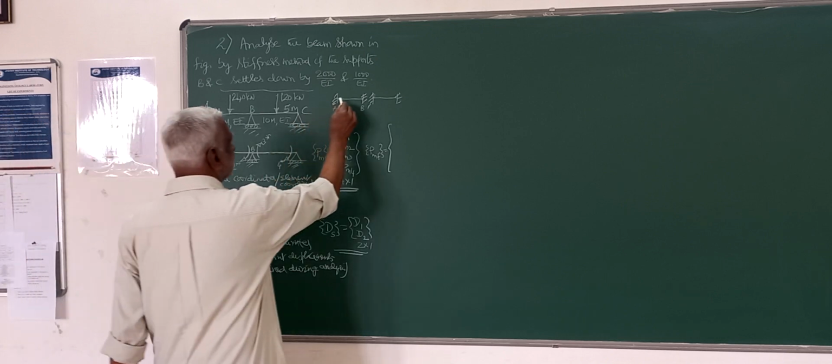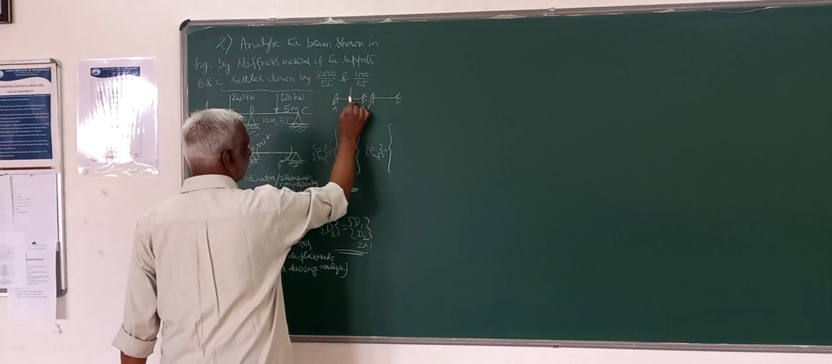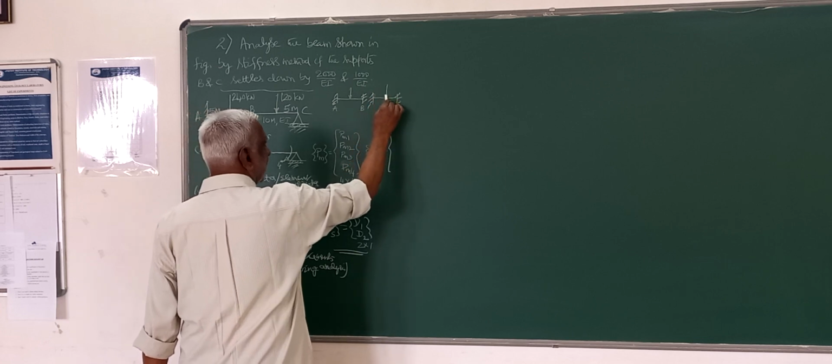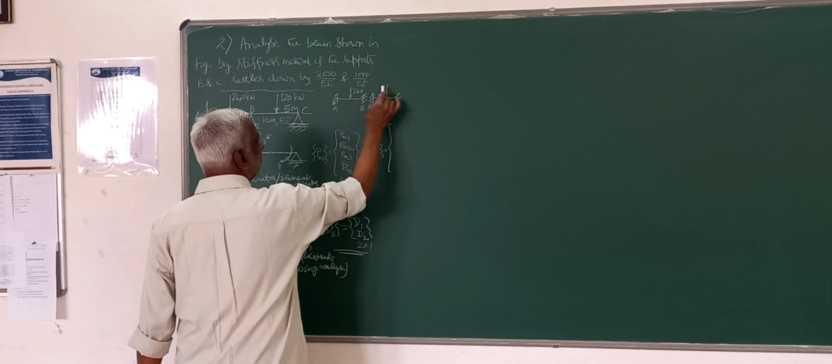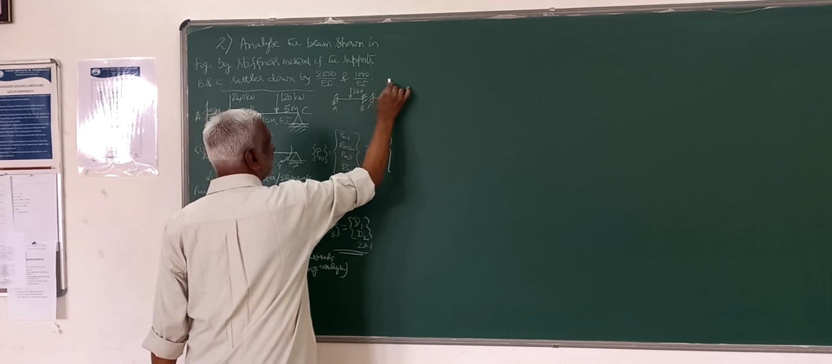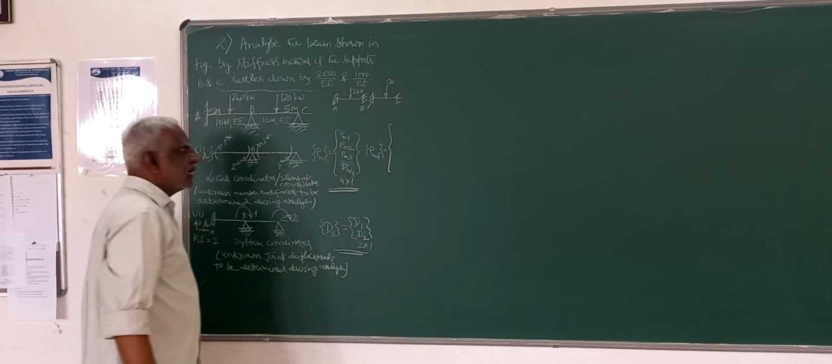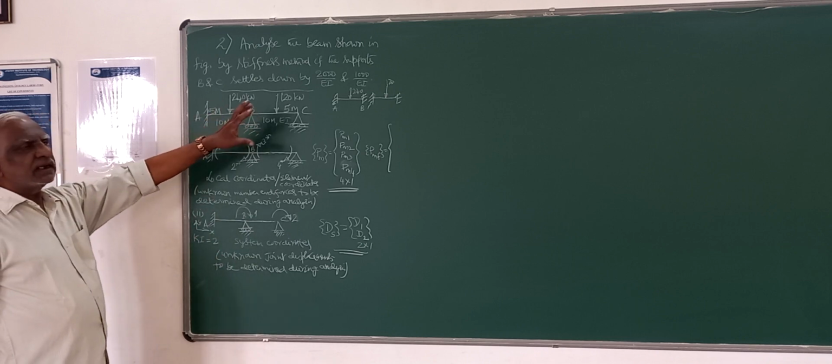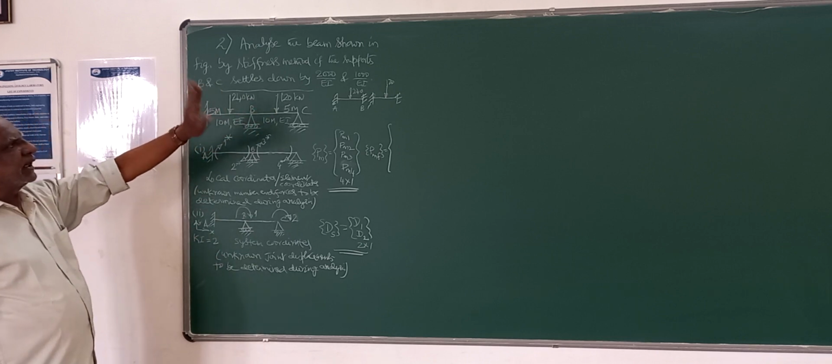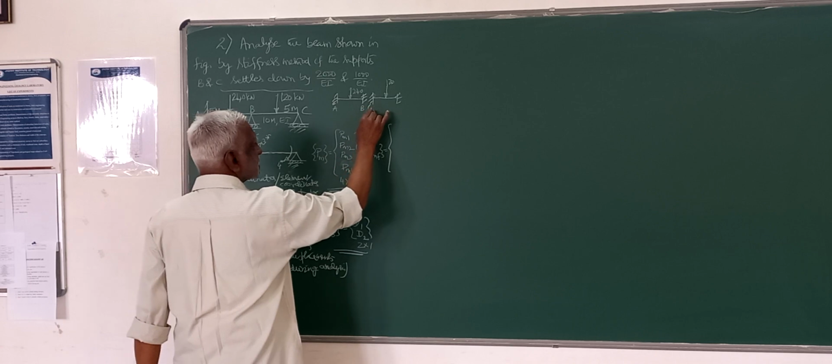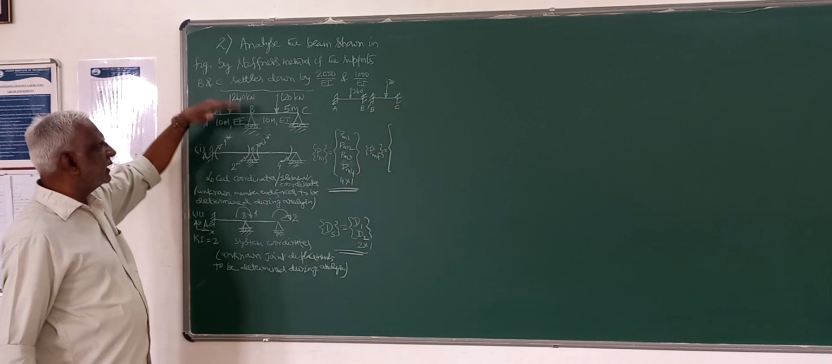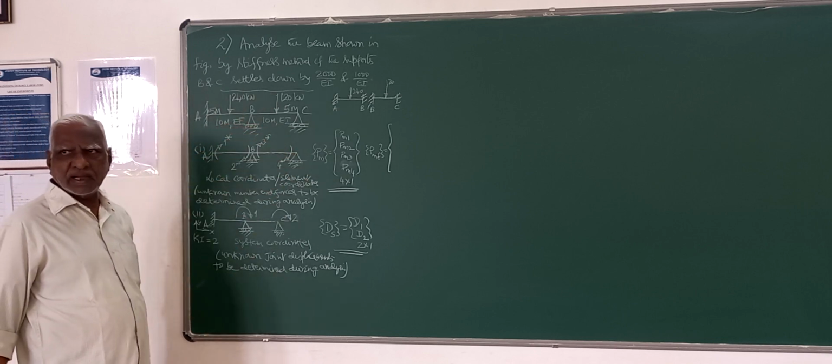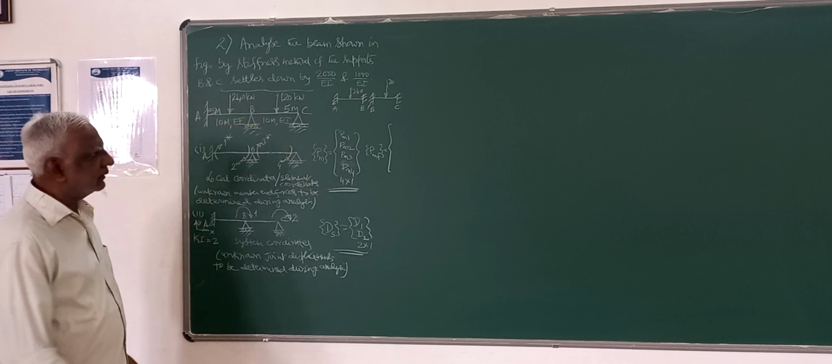Whatever loading is there on the members, due to that load we have to find the fixed moment generated at the ends, and we have to find the equivalent loads acting at the ends of the members, not on the members. So whatever member load is there, we have to replace it by fixed end action.